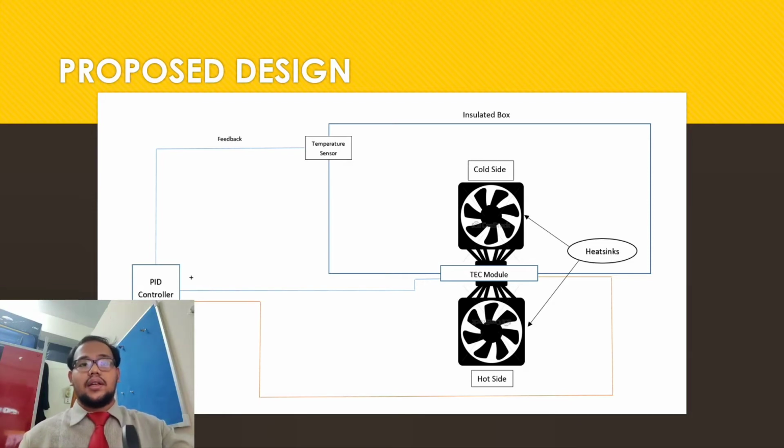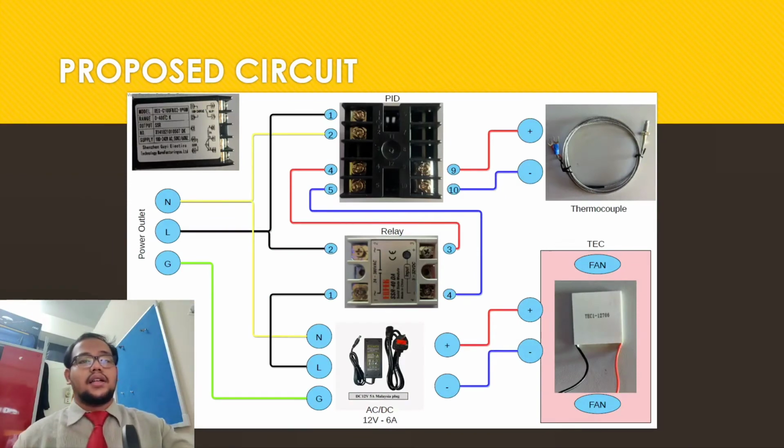The hot side is being used to dissipate heat from the TEC module, and the cold side is for circulating the air inside the insulated box so that it can be cooled more efficiently. The Peltier module is going to be controlled by the PID controller, and the PID controller is going to control the temperature inside the insulated box by using the temperature sensor, which is the thermocouple sensor, which acts as a feedback signal to the PID controller. This is the circuit using real components, as we can see here.